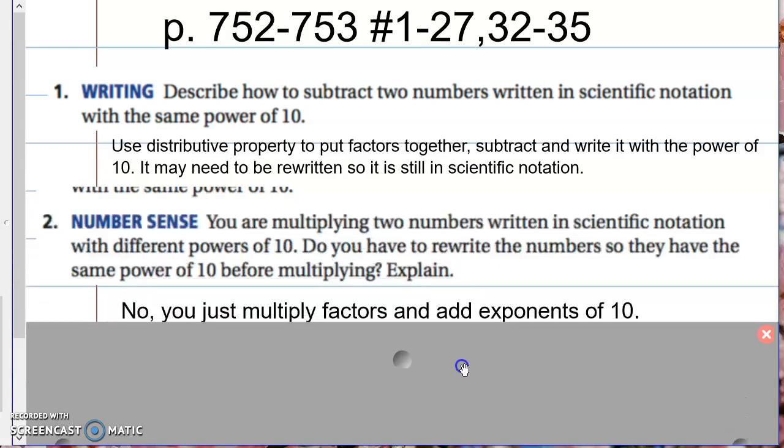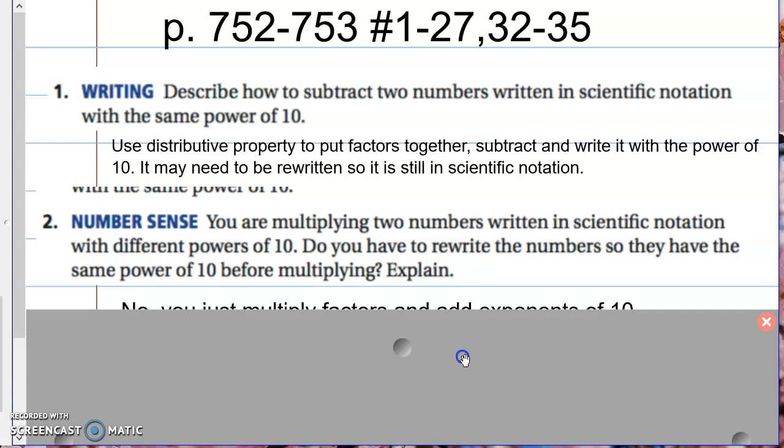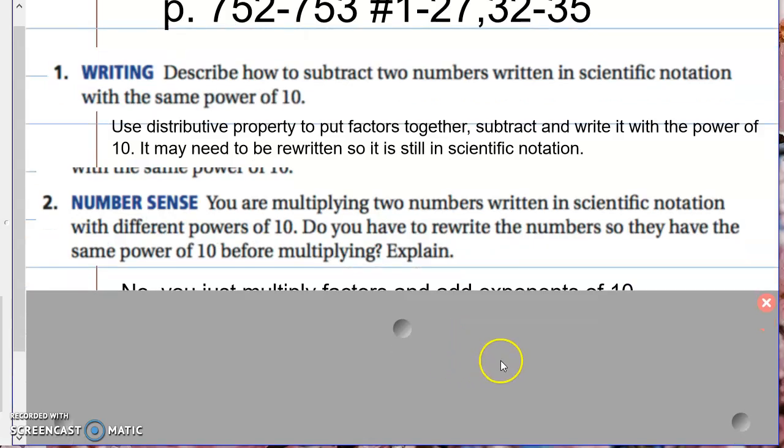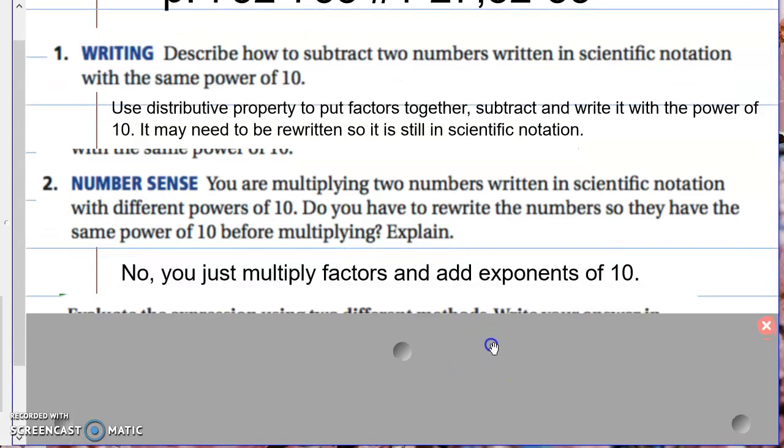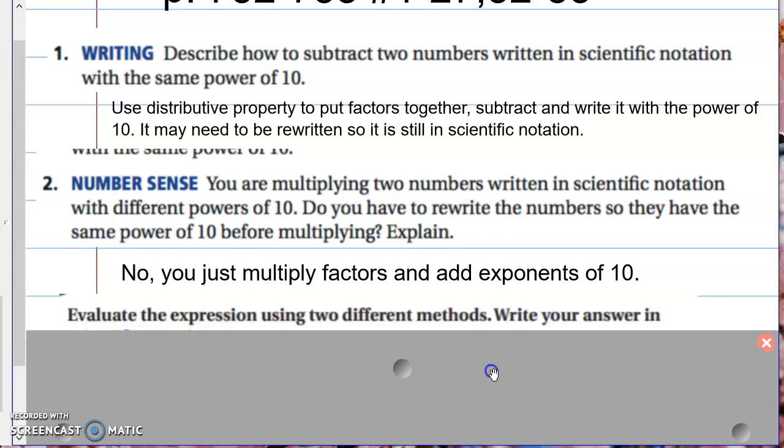Number 2 says you are multiplying two numbers written in scientific notation with different powers of 10. Do you have to rewrite the numbers so that they have the same power of 10 before multiplying? And the answer to that is no. When you are multiplying, you don't have to have the same powers of 10. That would just be adding and subtracting. So if you're multiplying, no, you just multiply the factors and then add the exponents of 10.